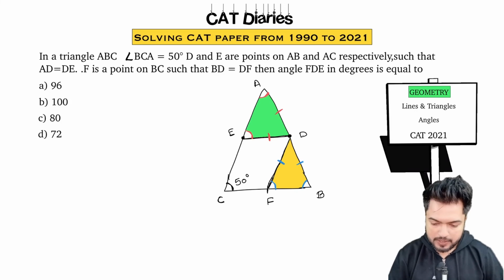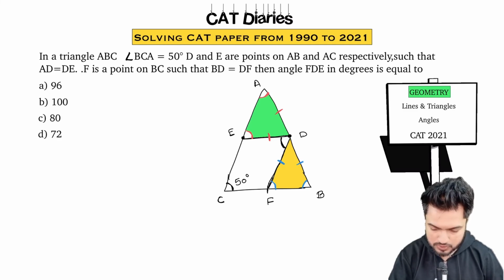That is what I can see in this part. So, got it till here. What is being asked then? Angle FDE in degrees is equal to. So what am I being asked? I am being asked to find out this, which is this FDE.